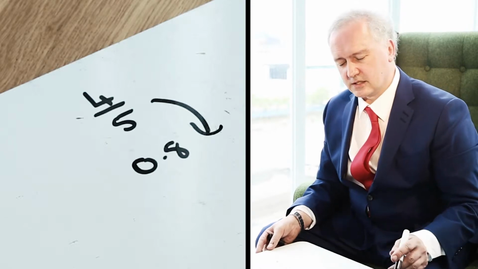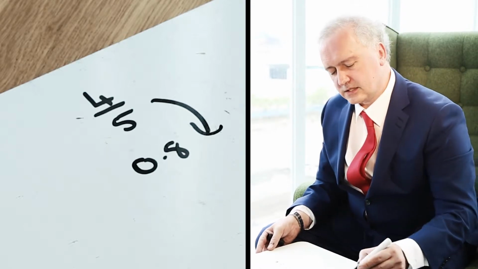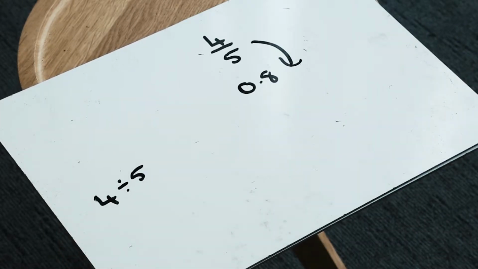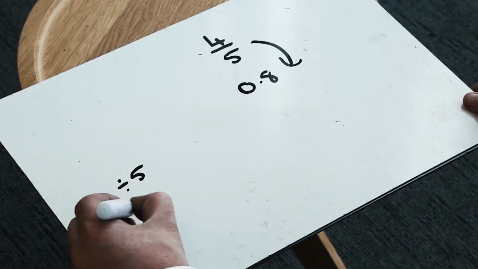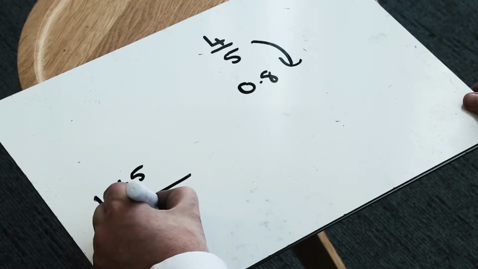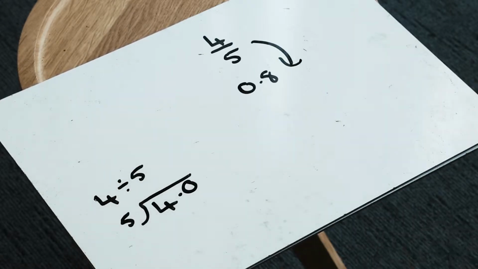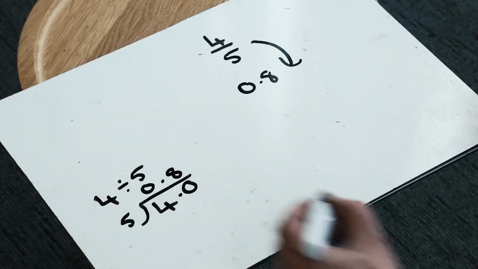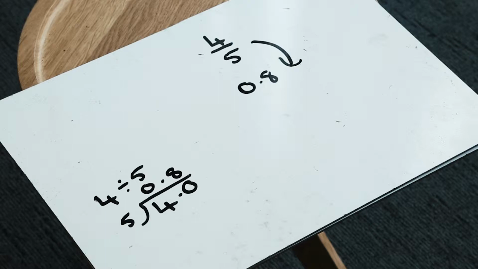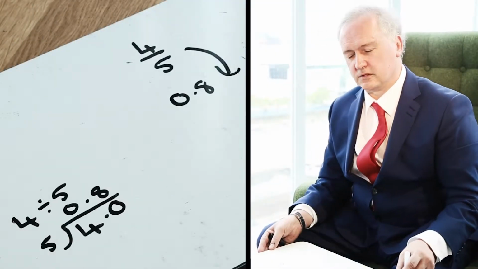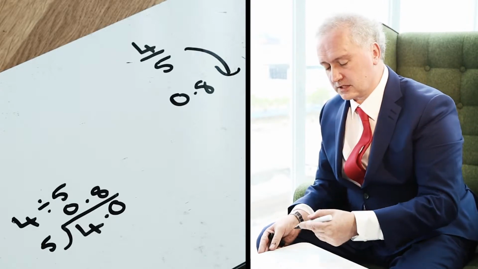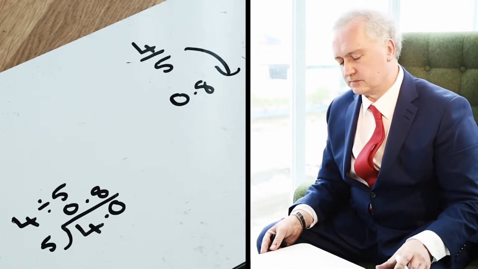On the non-calculator paper, I'm going to put a 5 outside the bus stop, and I'm going to put 4.0 there. I say 5's into 4 doesn't go, so I put a 0. But then when I carry the 4 over to here, 5's into 40 does go, 5's into 40 goes 8. So we can quite clearly see that 4/5 is equal to 0.8. And to have that basic skill of changing from a fraction to a decimal is really, really important in everyday life.